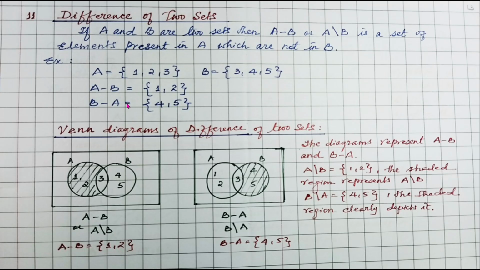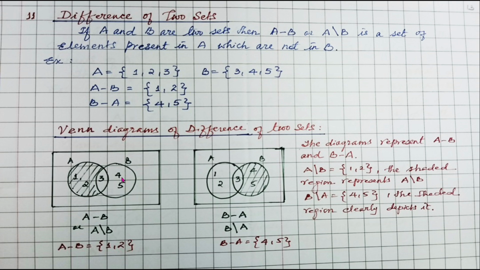Now talk about B minus A. B minus A means the elements which are not in A but in B. If you observe here, the element 4 is not in A, the element 5 is not in A, therefore B minus A is 4, 5. Now this can be represented with the help of Venn diagrams very easily.